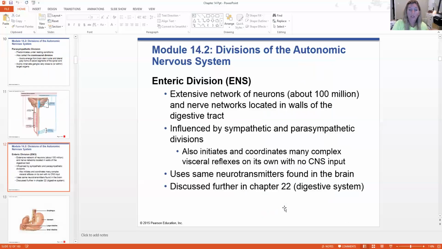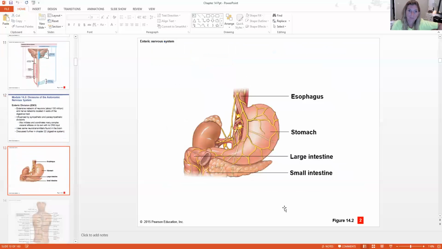So let's talk about that ENS, the enteric nervous system. The enteric nervous system is an extensive network of neurons within the digestive tract. This is influenced by sympathetic and parasympathetic divisions. It initiates and coordinates all the visceral reflexes of the digestive system. It uses the same neurotransmitters that are found in the brain, and we'll talk about it later when we get to the digestive system next semester.